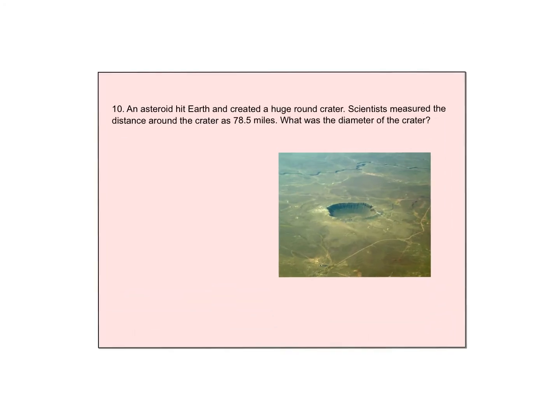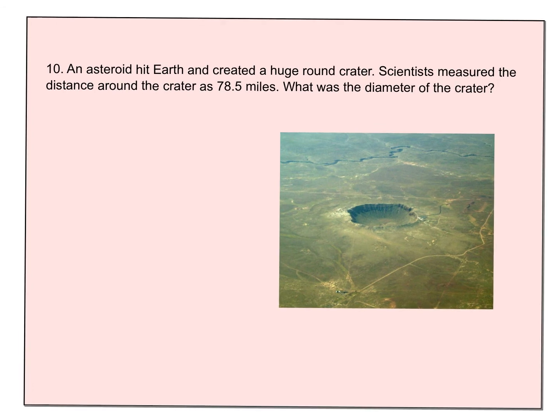Okay, an asteroid hit Earth and created a huge crater. They measured the distance around the crater at 78.5 miles. That's a big crater. What is the diameter of the crater? How far is it across? The distance around the crater tells me this is the circumference.